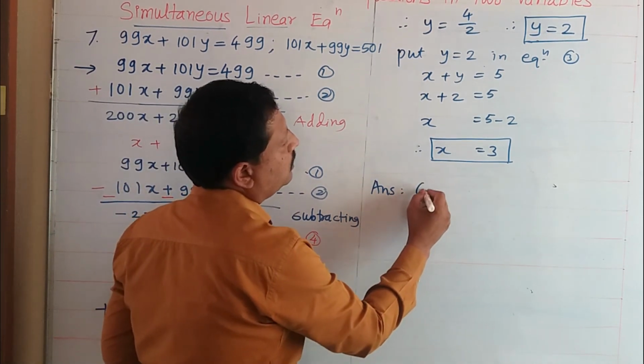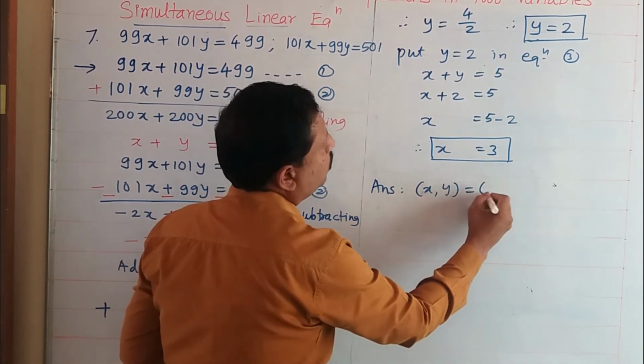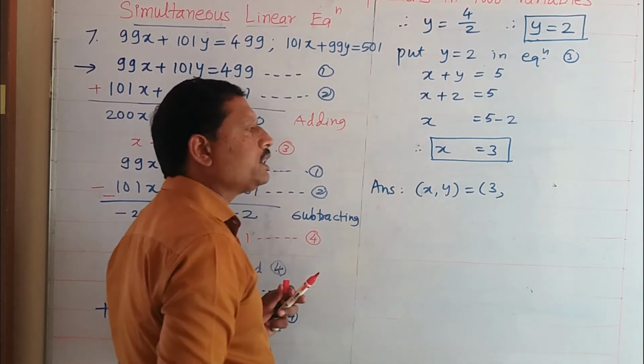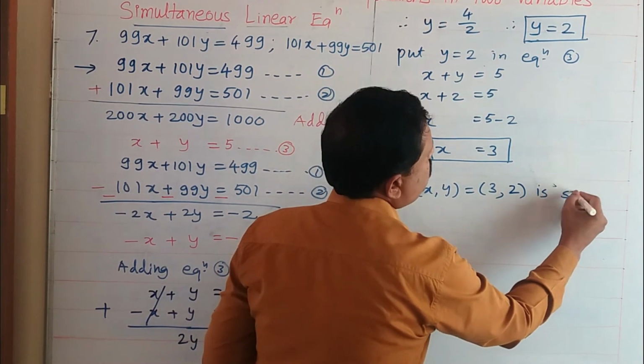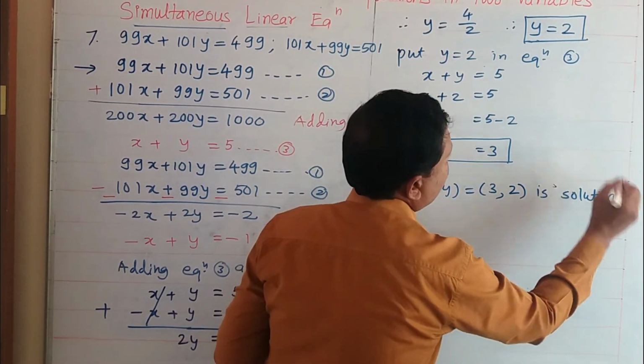The answer is x, y is equal to 3. Write down the value of x first and then the value of y. That is the solution of the given equation.